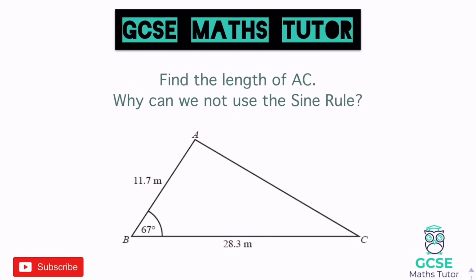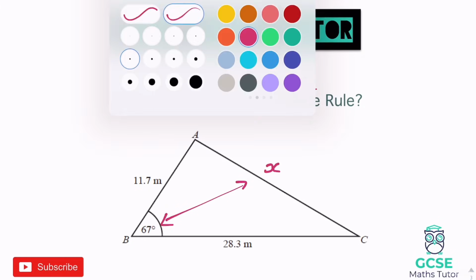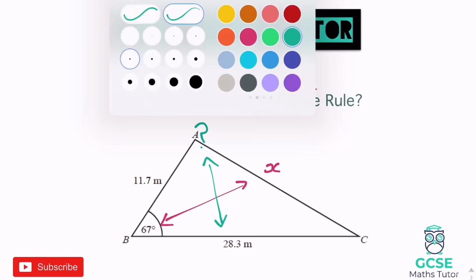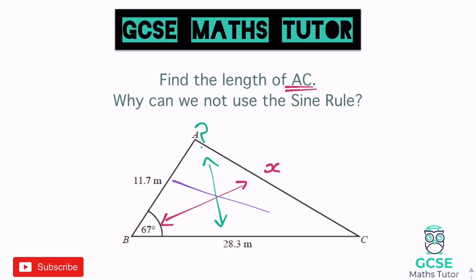So opposite the 67 is the length AC, so obviously knowing how to read these lengths, so AC is over here, if we call that X, that's over there. So obviously we have a pair of opposites here, we've got 67 and the x. So we've got one pair of opposites, but if you have a look at the others, look, opposite the 28.3, we don't have the angle, so we can't use that pair of opposites. And then opposite the 11.7, we don't have that angle, so we don't have another pair of opposites. So in this sort of question here, we've only got one pair of opposites.